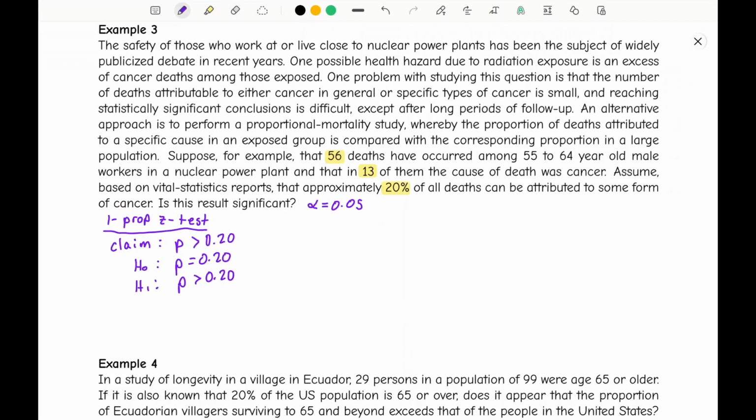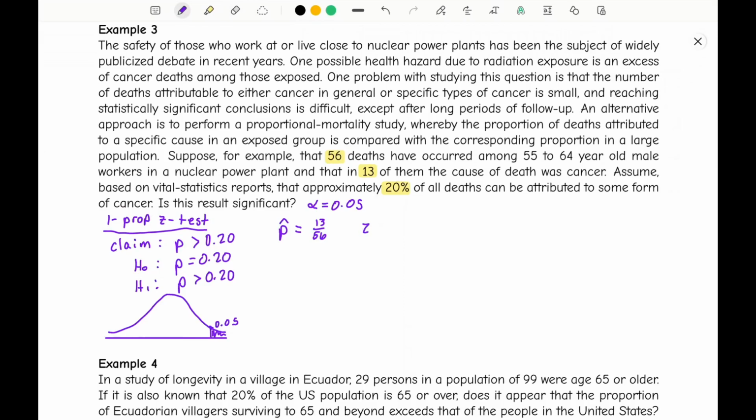Well, I already got my claim and hypotheses, so the next step would be a picture. And because my alternative hypothesis is greater than, this is going to be a right-tailed test. And like I said, we'll use 0.05 for our alpha. Next, I need to calculate the test statistic. But before you can do that, you need to know what p-hat is, which is 13 over 56. And I'm going to leave that as a fraction for right now.